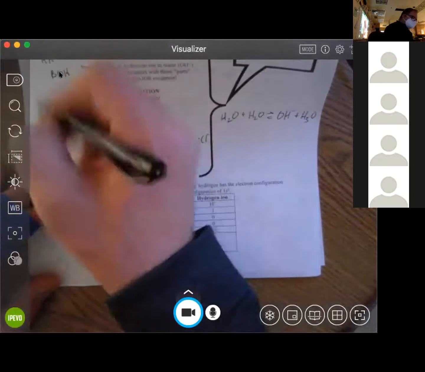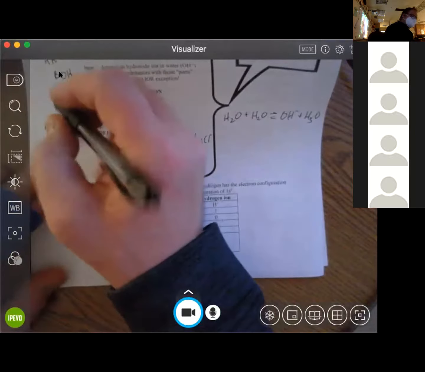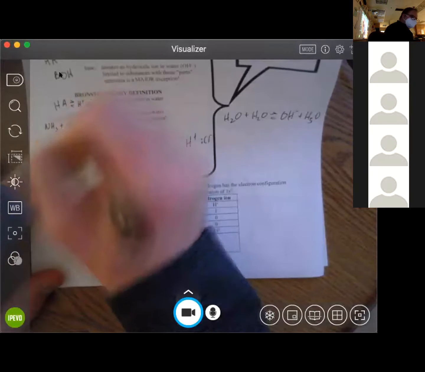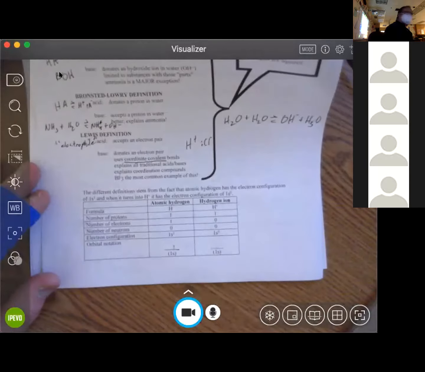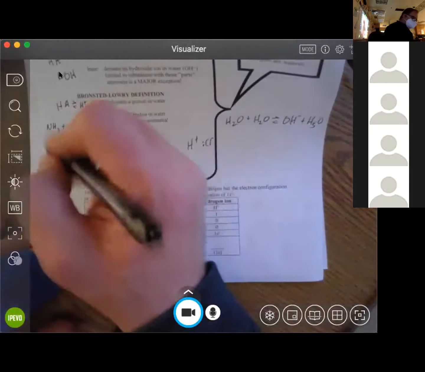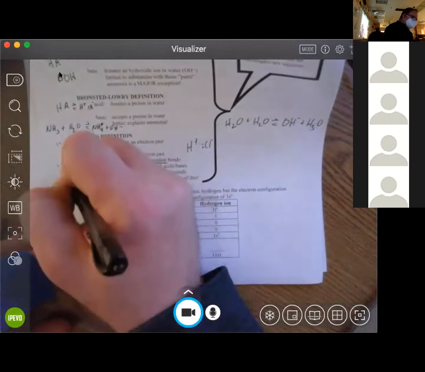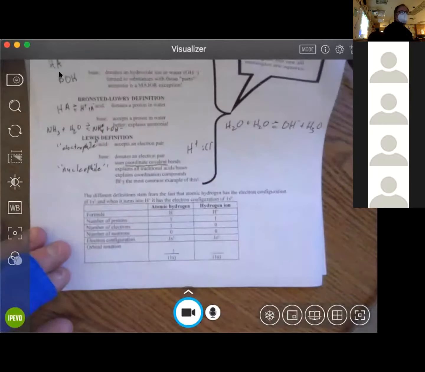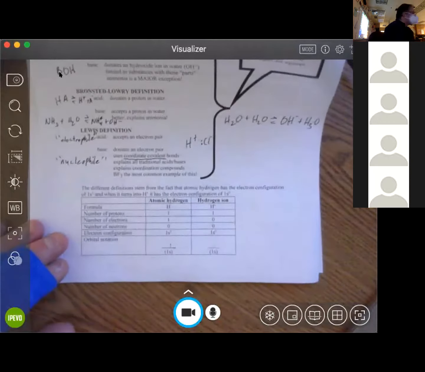The acid will sometimes be referred to as an electrophile, which basically means that it's seeking electrons. And a Lewis base would be called a nucleophile, which basically means it's looking for a nucleus to attack or attach to.